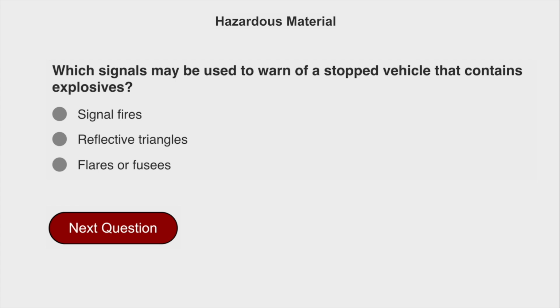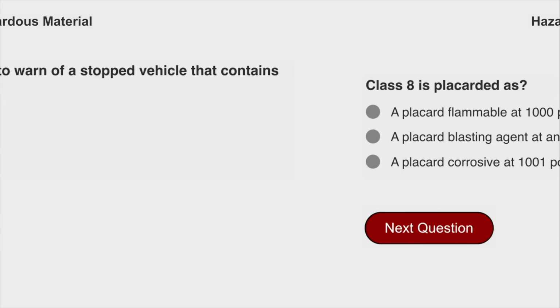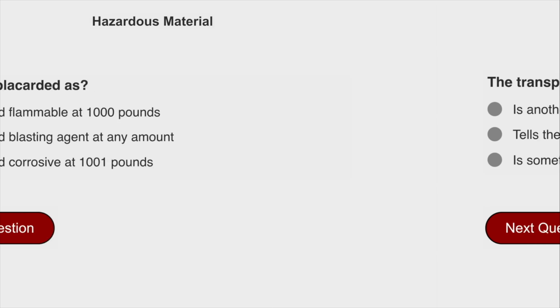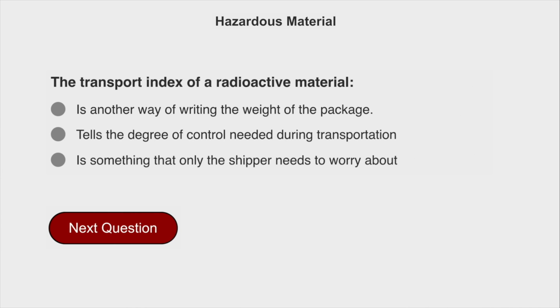Which signals may be used to warn of a stopped vehicle that contains explosives? Reflective triangles. Class 8 is placarded as a corrosive placard at 1,001 pounds. The transport index of a radioactive material tells the degree of control needed during transportation.